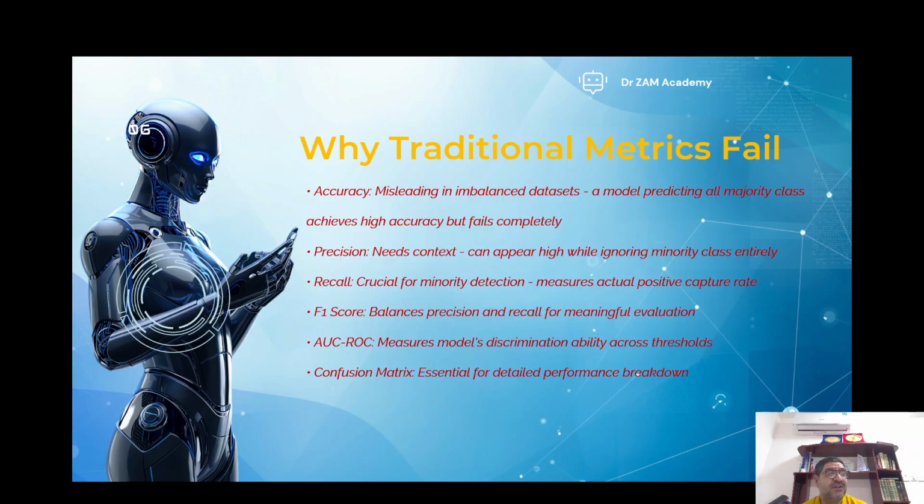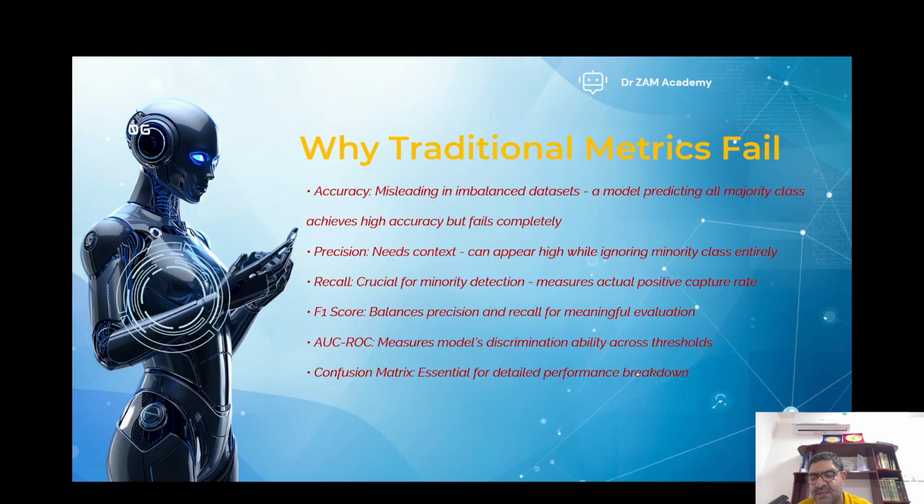optimum appropriate results. So coming back to this, why traditional metrics fail: accuracy is misleading in imbalanced data sets. So that's definitely there. When you're having an imbalanced data set, accuracy will be misleading. A model that predicts all majority class achieves high accuracy but fails completely. So we have seen that example in case of fraud detection.